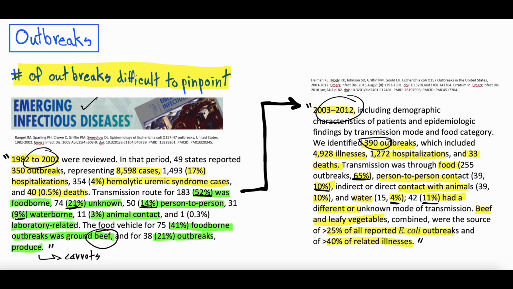The other thing that's interesting is there's 350 outbreaks with almost 9,000 cases. Here there's 390 outbreaks with only 5,000 cases. So getting better at containing outbreaks as well, probably because we can identify them earlier.